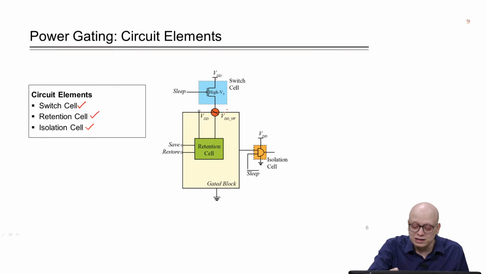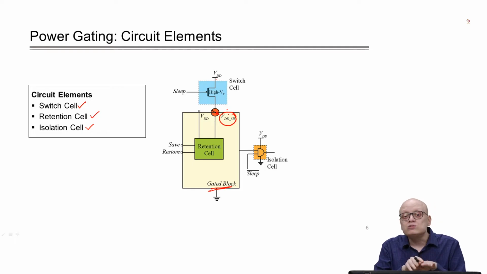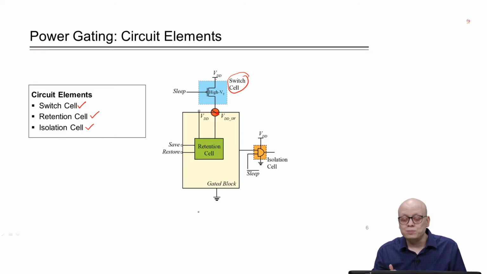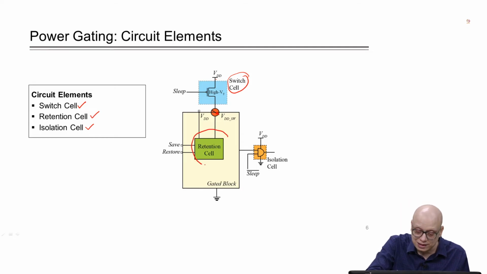So, the VDD voltage will not come to this gated block, and most of the circuit elements in this gated block will be powered by VDD underscore SW, and those circuit elements will actually be switched off when sleep is equal to 1. Now, in addition to the switch cell, we have another kind of cells in our gated block. Those are known as retention cells.